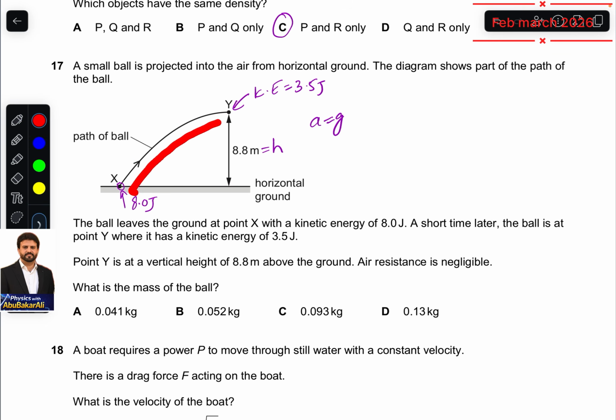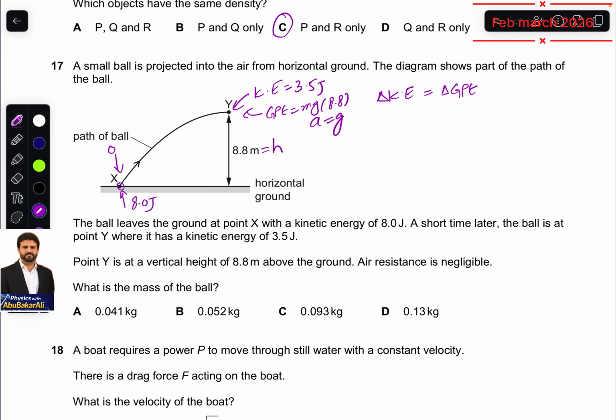Still, it is losing the kinetic energy. So whatever energy it loses will change into potential energy, and luckily we have the height as well. So the change in kinetic energy is equal to the change in GPE. The GPE was 0 here, and here the GPE will be mg times height, that is 8.8.